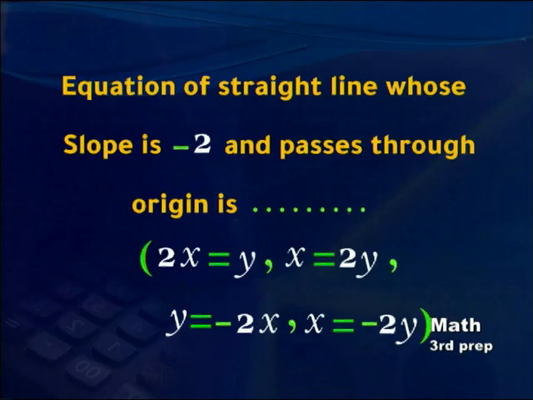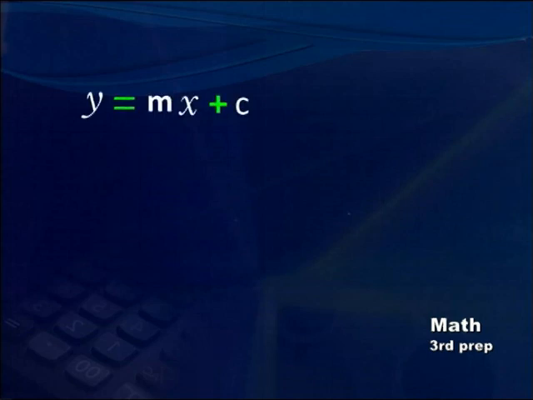First of all, you know that the equation of the straight line is y equals mx plus c. What about the slope? It is -2. So we can substitute for m as -2. So it is y equals -2x plus c.